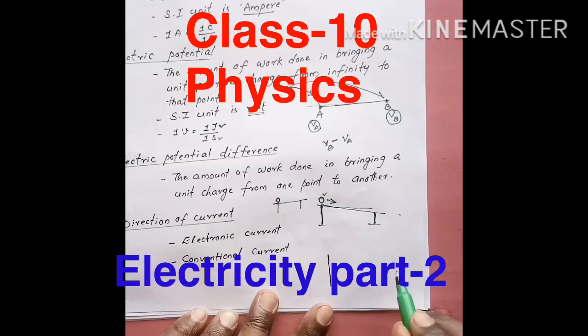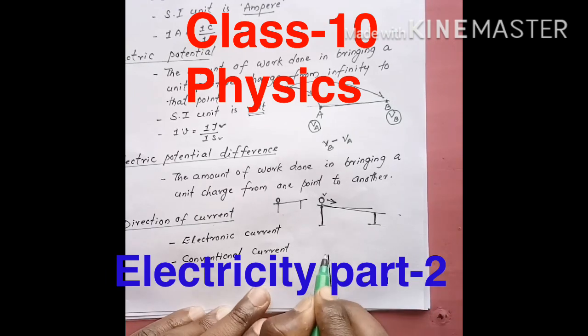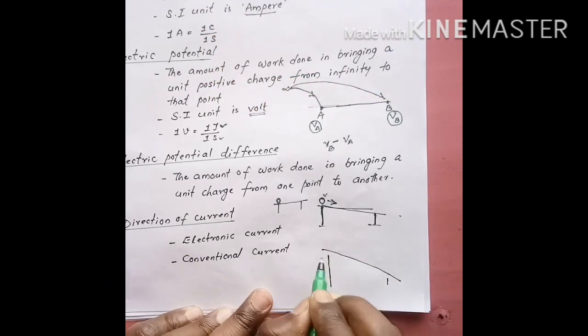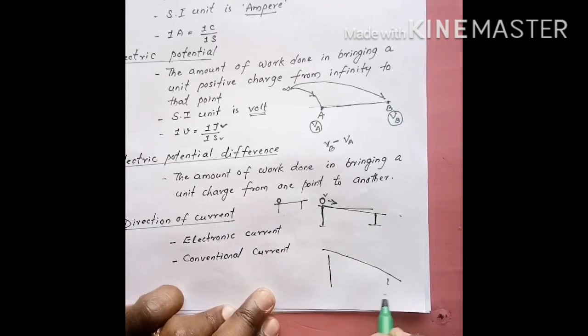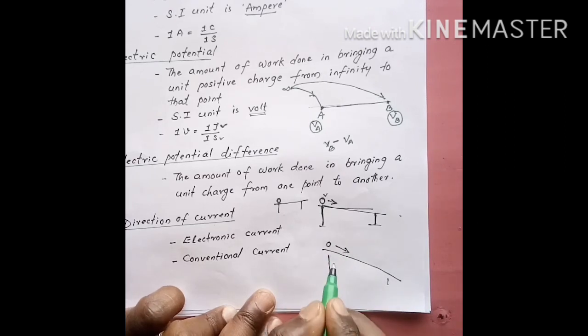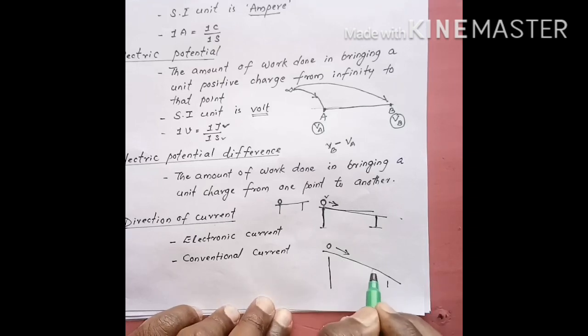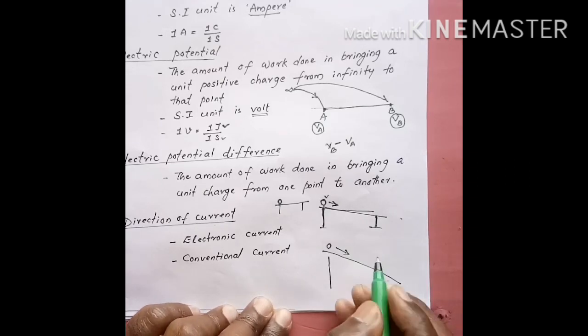There is another table like this. Here, this is the table, right? And there is a large difference. This is very high and this is very low. So the ball will move very fast, and the flow of the ball, otherwise the flow of charge, is called current.